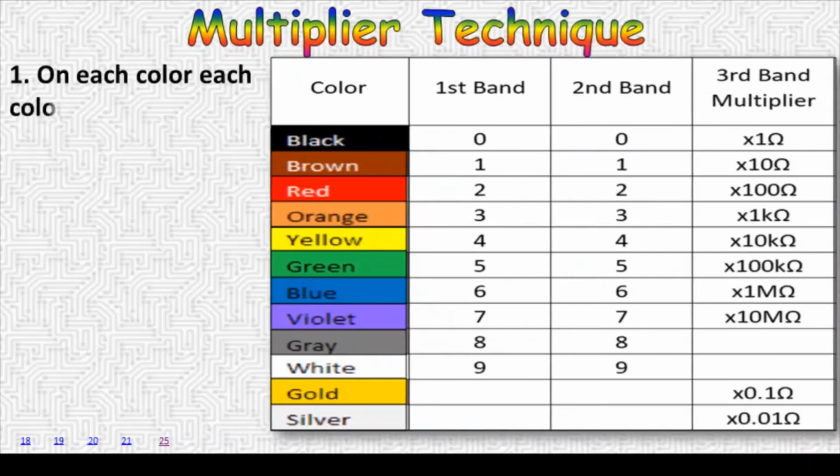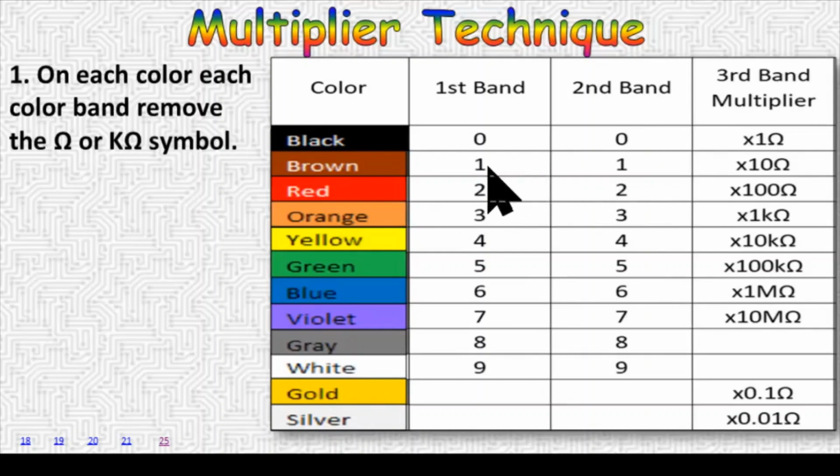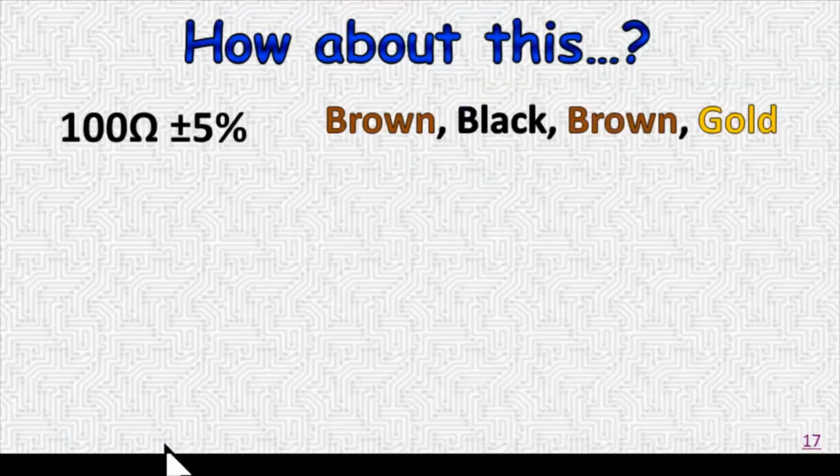Yan, sa multiplier technique. Brown is 1, 100 ohms, ha? Tandaan nyo. Okay. The second digit is 0, so meron na tayong 10. And the third digit is 1, 0, so brown. Ayun, no? Brown is 1, 0. Brown, black, brown. Subukan nga natin bumalik doon. Ayan, brown, black, brown nga. Tama.